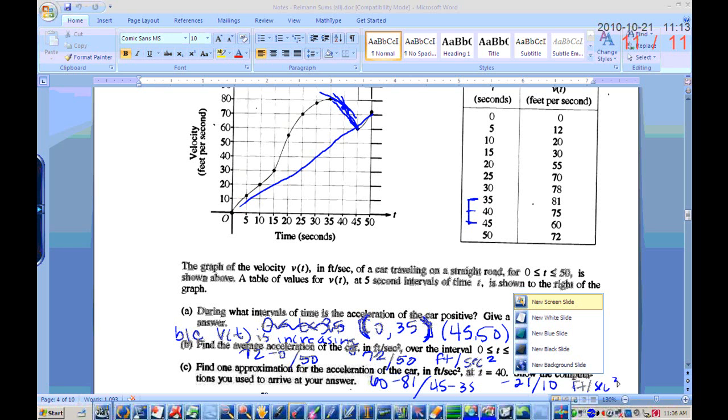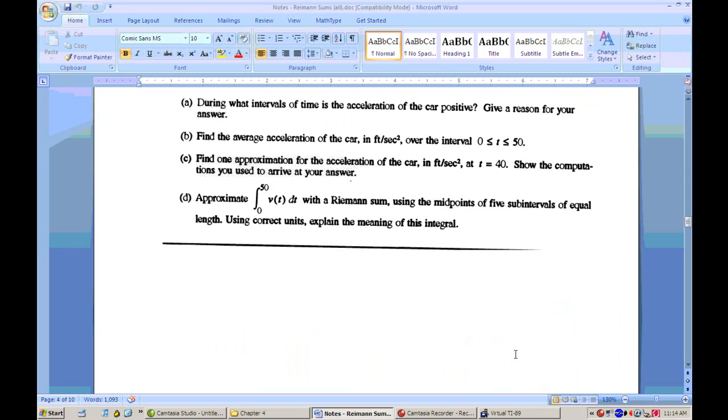Part D, approximate. Now that's a new symbol for you. I'm actually going to introduce you to that symbol in just a minute. But that's an integral symbol. What the integral means, what this symbol means, is the area under the curve of v of t from x equals 0 to x equals 50. Okay, that's what that symbol means. So D is asking us to approximate the area between v of t and the x-axis between 0 and 50 with the Riemann sum using the midpoints of 5 subintervals of equal length.